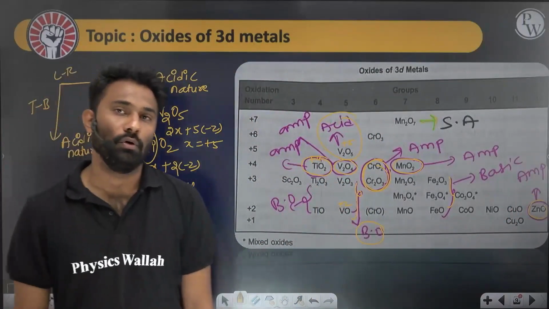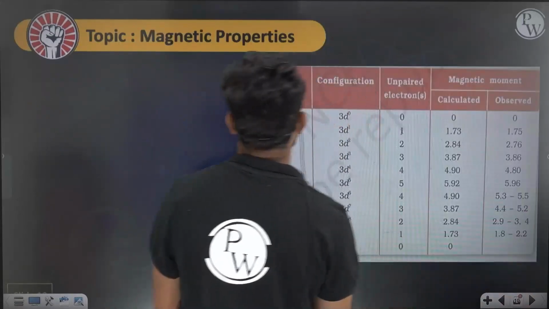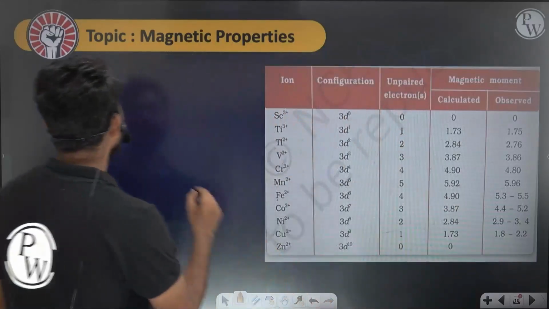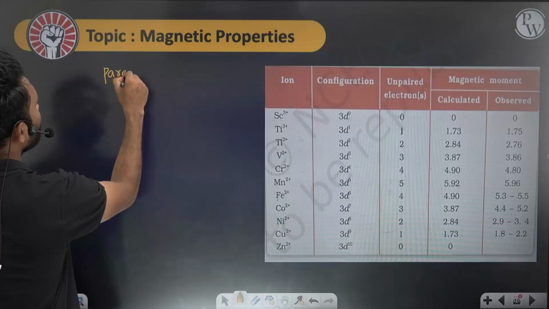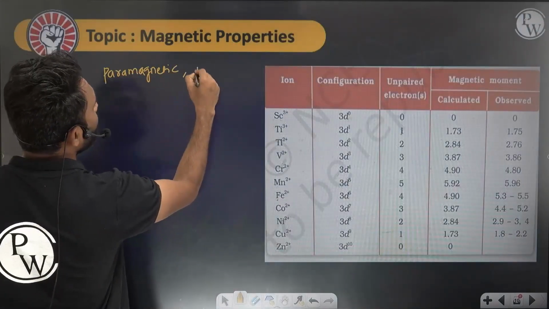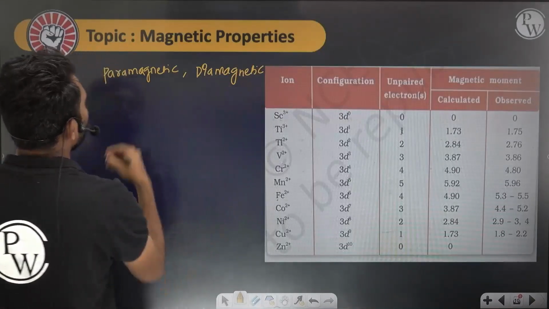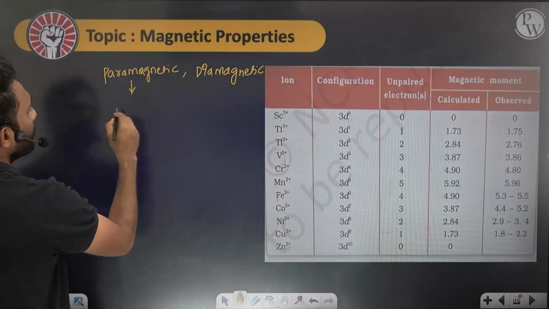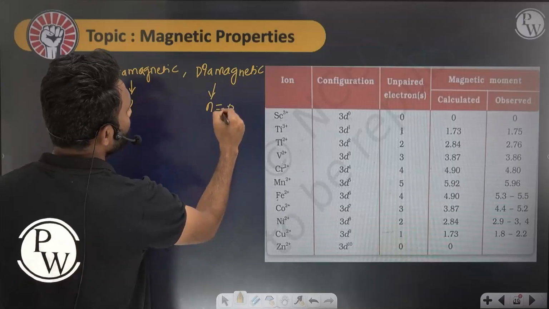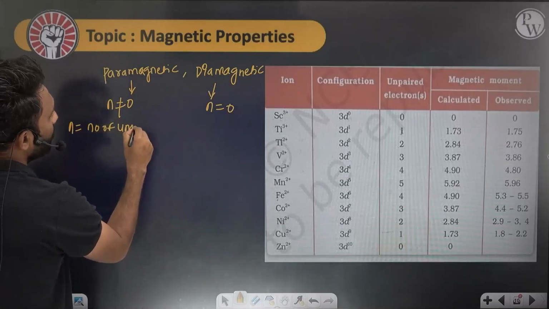Okay, next, magnetic property. Here we have paramagnetic and diamagnetic. Paramagnetic means n should be not equal to 0. Diamagnetic means n should be equal to 0. Here n means the number of unpaired electrons.